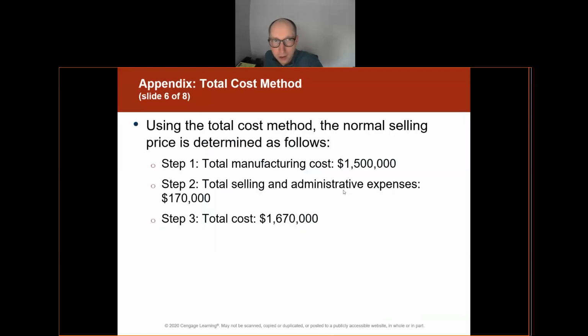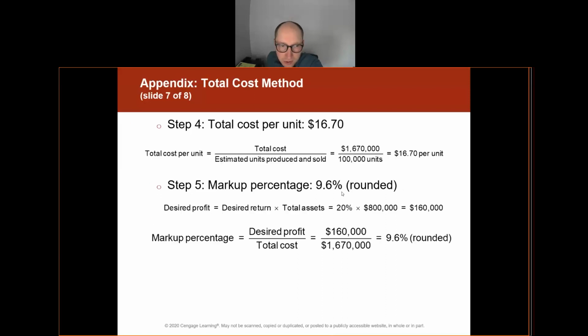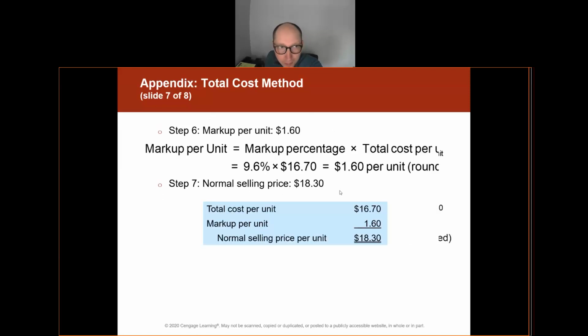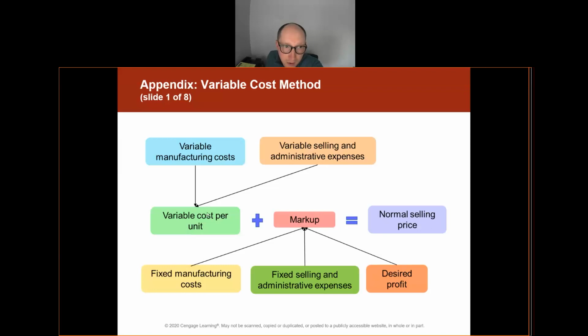We're just recapping, right? So that's the reason why I'm showing you this again. You're probably like, Dr. B, we just saw this. I'm trying to drill it into you, right? Sales price, same as before. Okay.